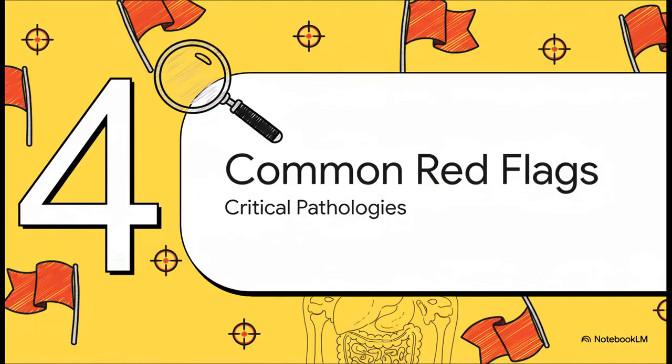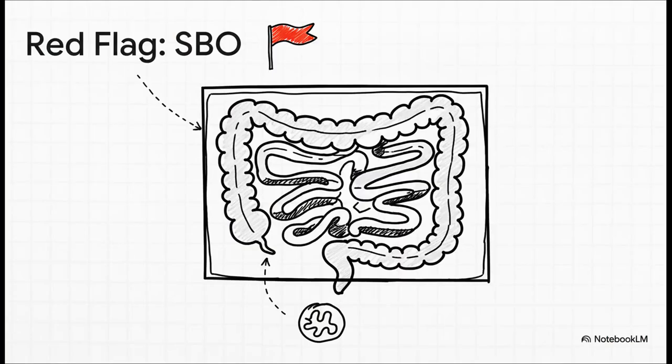All right, we've got our code, we've got our system, we've got our rules. Now it's time to put on our detective hat. Let's do a quick fire round of the most common, most dangerous things you need to be able to spot. The red flags you just can't afford to miss. First up, small bowel obstruction.